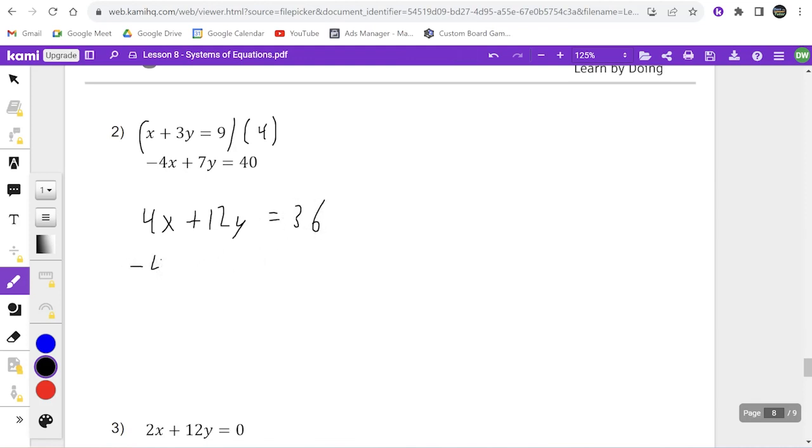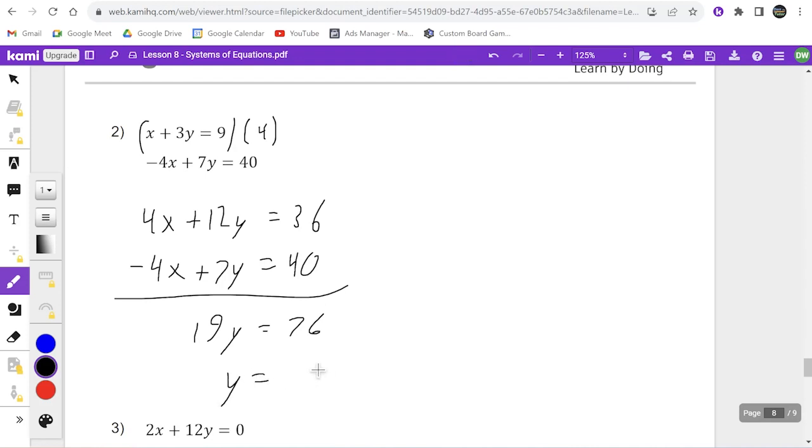And then the bottom one, just rewrite it, negative 4x plus 7y equals 40. And then just add these two together. So for instance, 12 plus 7 is 19y equals 76. And if you divide both sides by 19, and I know that's hard, but if you have a calculator, you'll get an answer of 4. So y is 4.